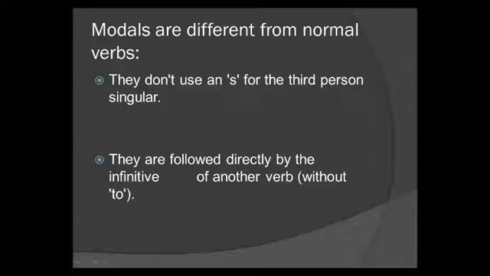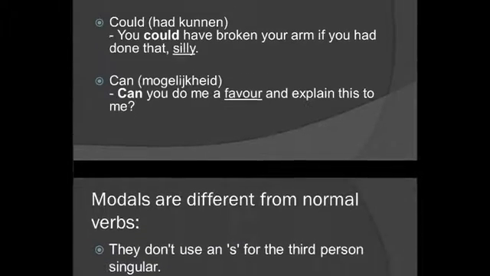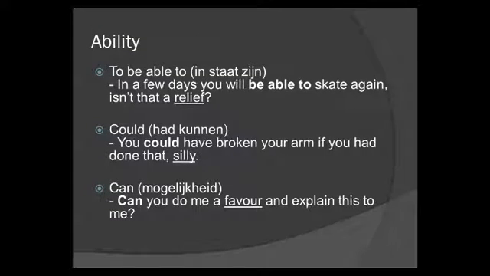Modals are different from normal verbs. They don't use an S for the third person singular, and they are followed directly by the infinitive of another verb, without to. There are three different ways of showing an ability, namely by saying to be able to, could, and can.